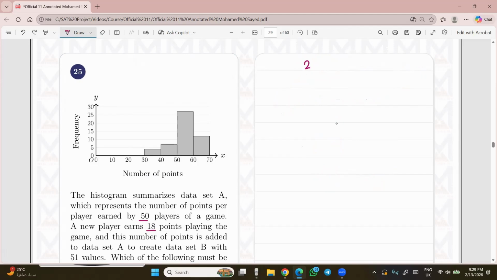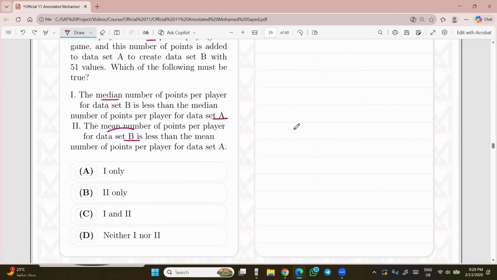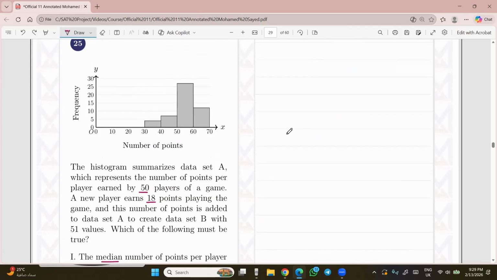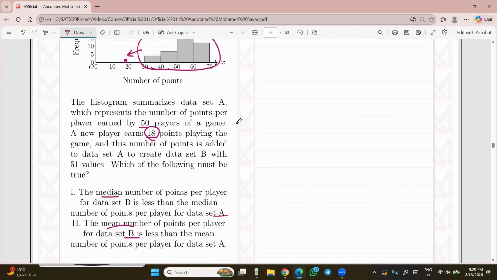So here, let's say something to understand, but it's not written in the question here. The question says, if we add the number 18, look, where is 18? 18 should be here, which is a very small number, smaller than all of this. So the mean decreases. So the mean of the new data set will be less than the mean of the original one. So the mean of the number of players in data set B, which is the new one, is less than the mean of data set A. Yeah, that's correct.